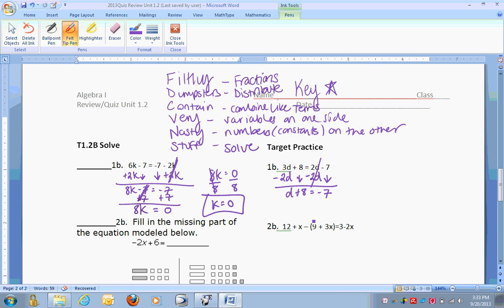Alright, then all my variables are on one side, so I have to move my numbers all to the other. I'm going to do that by subtracting 8 on both sides and creating a 0 pair there. So negative 7 minus 8 is negative 15. So d equals negative 15.